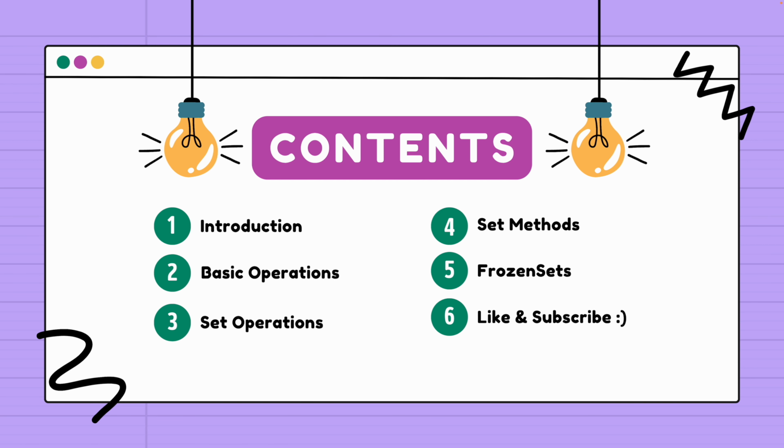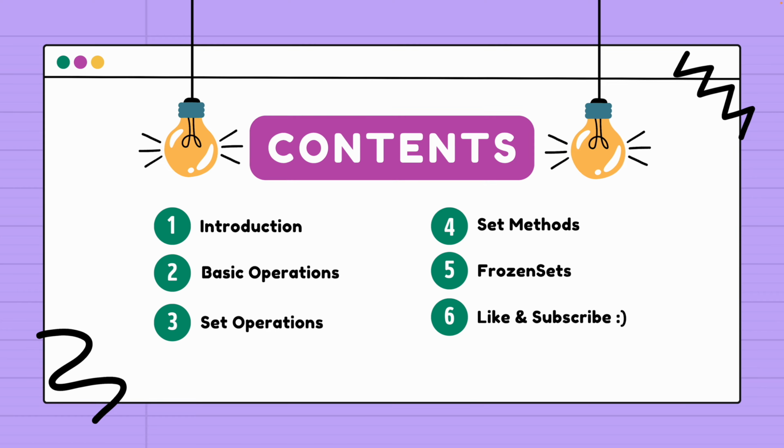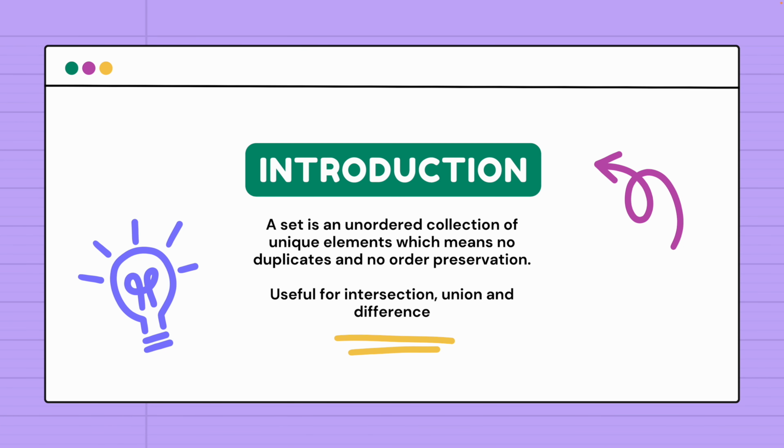Alright, let's kick things off with the basics. So what exactly are sets in Python? Well, imagine you have a collection of unique items and you want to perform operations like checking for duplicates or finding common elements. That's where sets come in. So as you can see, a set is generally a data structure which allows you to store only unique elements, which means there will be no duplicates, but it also doesn't preserve an order, which means the elements' order will not be maintained. It's generally useful for intersection, union, and difference.